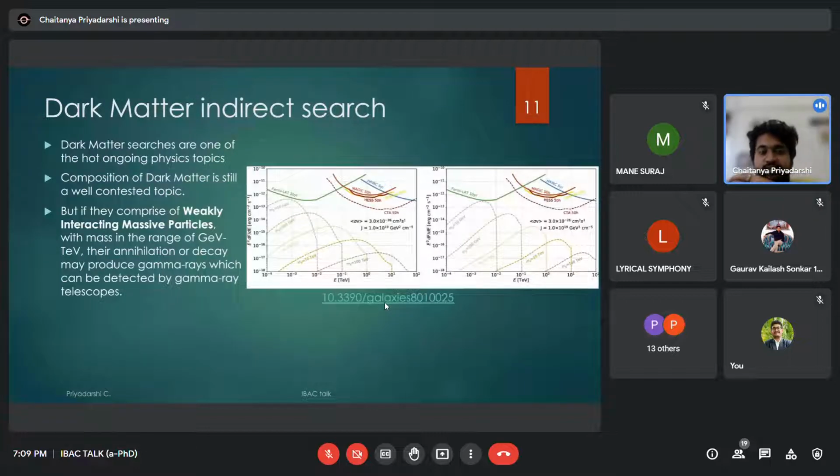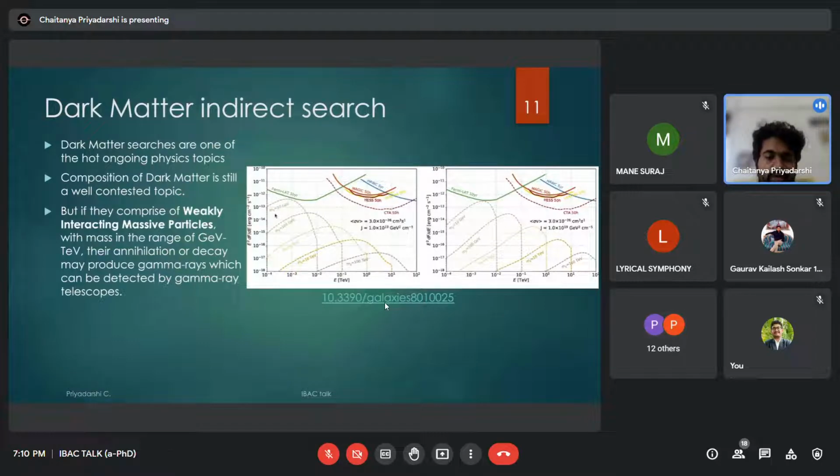The other is the dark matter indirect search. Dark matter searches are one of the hot topics in physics. We still have not figured out what it is, how it behaves, how it interacts with other particles, and the composition is still a very well contested topic. In the scenario that dark matter is comprised of weakly interacting massive particles, which is one of the leading theories of the component of dark matter, and if the mass is within the range of some GeV to TeV, the annihilation or decay of such dark matter particles may produce gamma rays, which can be detected by gamma ray telescopes.